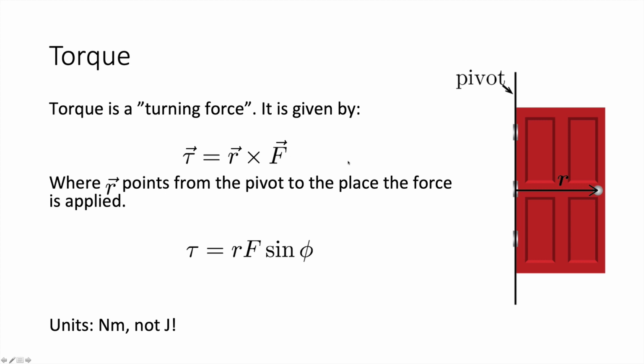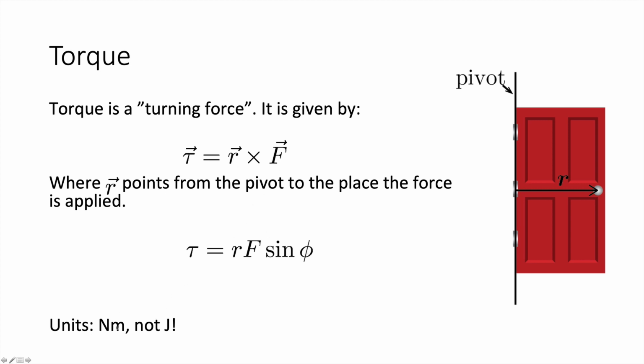The force is the applied force, and for the torque to be maximum, it needs to be perpendicular to this r vector, which is why we pull the door perpendicular to the door itself. So r points from the pivot to the place the force is applied. Because this is a cross product, we can calculate it using sine theta, or sine phi as it's written here. So tau is equal to r F sine phi, where phi is the angle between r and F.